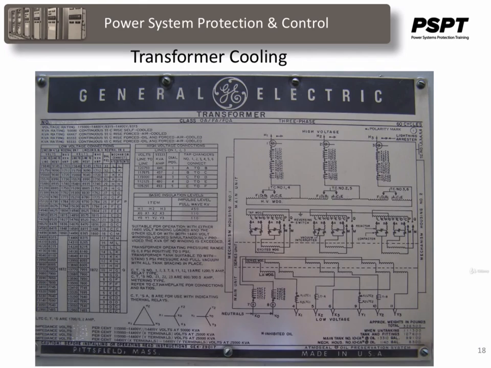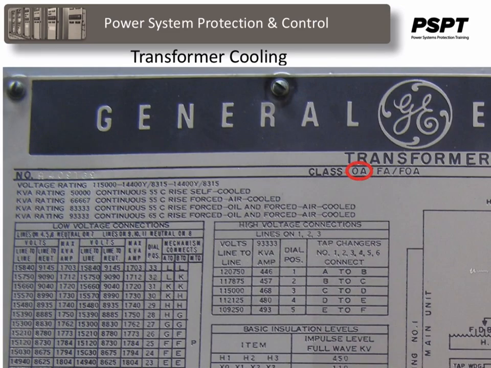Transformers are sometimes multi-rated depending on the type of cooling implemented. In this example, the transformer is rated at 50 MVA and should not exceed 55 degrees C if self-cooled, that is, no auxiliary mechanical equipment put into service. The transformer can then be operated or pumped out at 66.667 MVA but should not exceed 55 degrees C, and that can be achieved with simply the forced air cooling equipment.